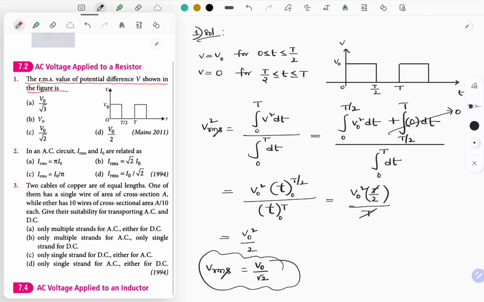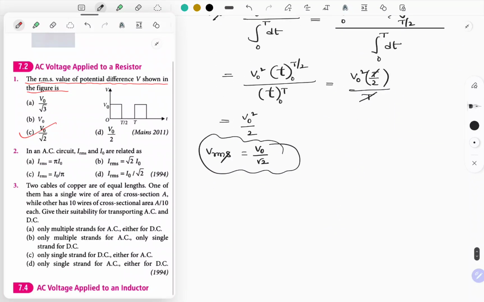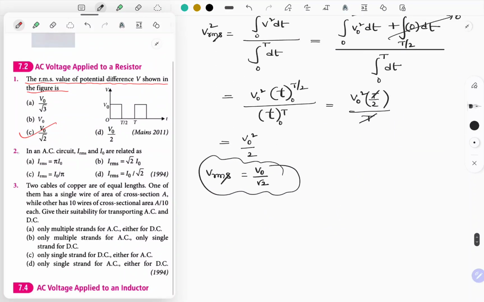This is the answer. Which option matches? Option C is the correct answer for this question. Understood the process? Okay, next one.